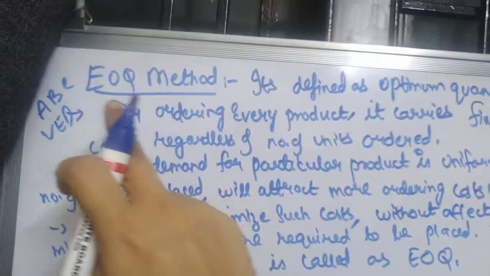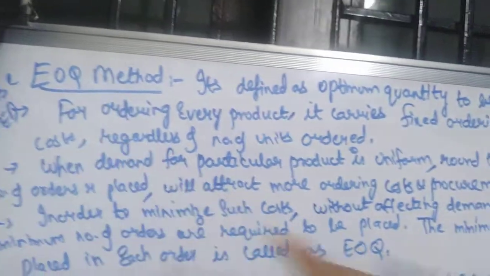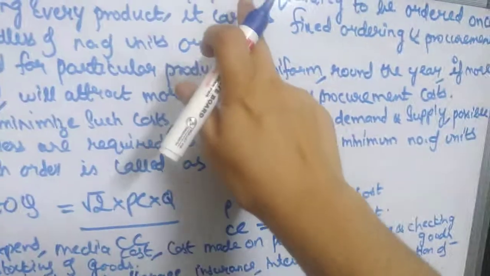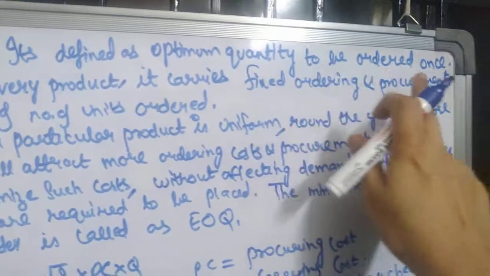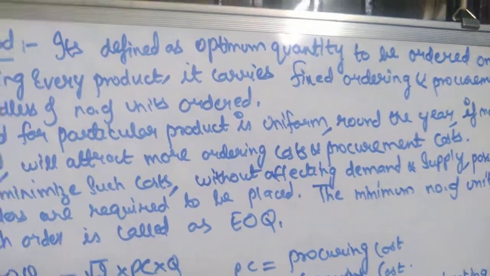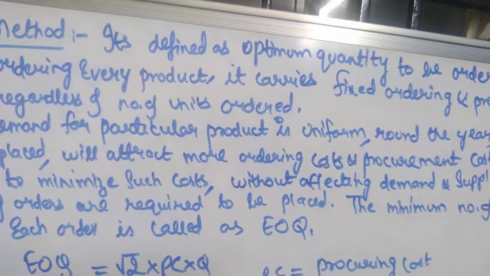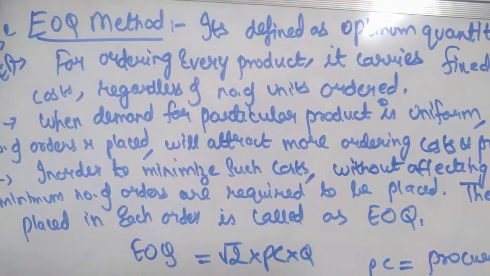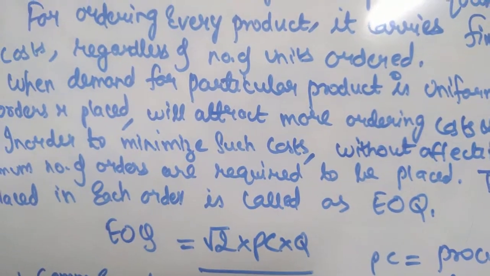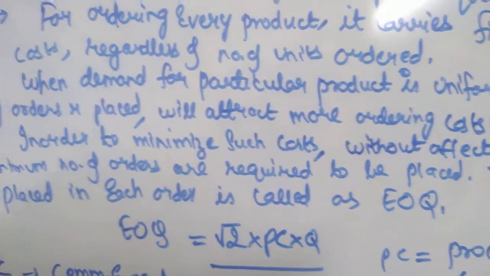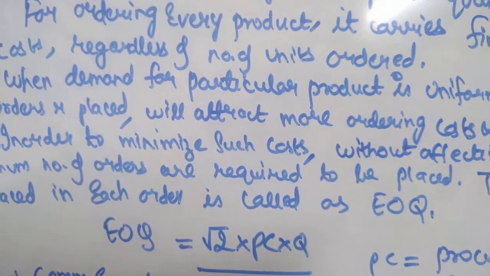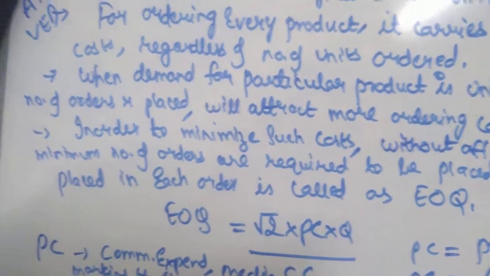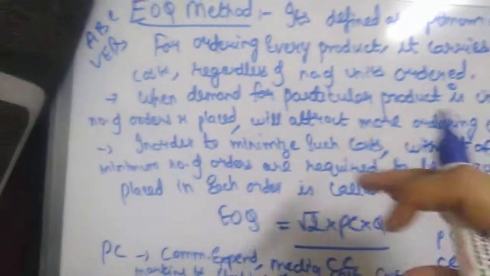So EOQ stands for economic order quantity method. Okay, so we'll see what this method means. It is defined as the optimum quantity to be ordered once. That means the optimum quantity of stock which you need to order is defined as EOQ, and this method will help you in telling how much quantity you should order. This is one of the best known inventory models that are commonly utilized in purchasing medicines for a pharmacy. Right, so now we'll see in detail what this means.